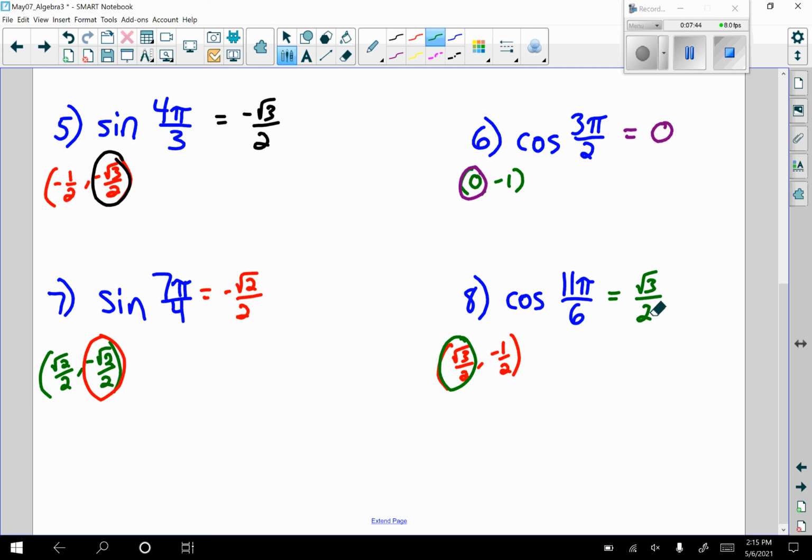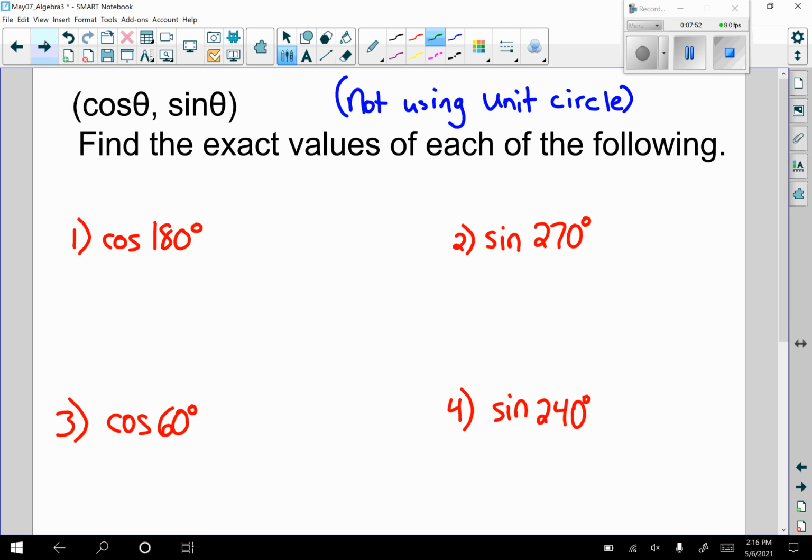So for these first 8, we were using the unit circle. The next set, we're not going to, so I need you to put away the unit circle. We're going to see if we can reason out what the points are going to be based on the location. A lot of times this means just making a quick sketch of the unit circle, at least at this angle measure. So for number 1, cosine of 180. So let's make a little unit circle image.